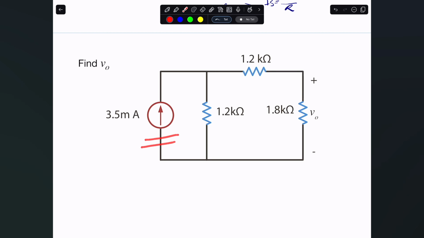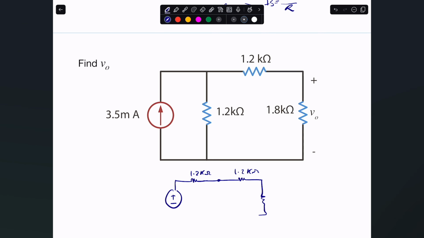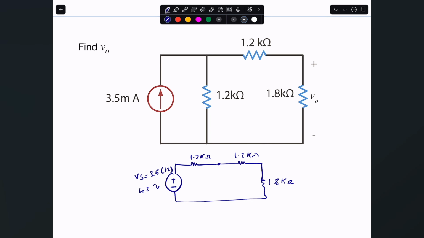Look, I have a current source connected in parallel with a resistor. I can convert this into a voltage source connected in series with the same resistor, which is the 1.2 kilo ohms. You see, that's the beauty of it. I don't have to compute the value of the resistor. It's the same one, and it's different than the 1.2 that is already on the circuit. This is the 1.2, and I have the 1.8 here, which is 1.8 kilo ohms. The voltage source value Vs is simply Is, which is 3.5, times R, 1.2. So you multiply 3.5 times 1.2, and you get, I believe, 4.2 volts. So that's the value of that particular voltage source.